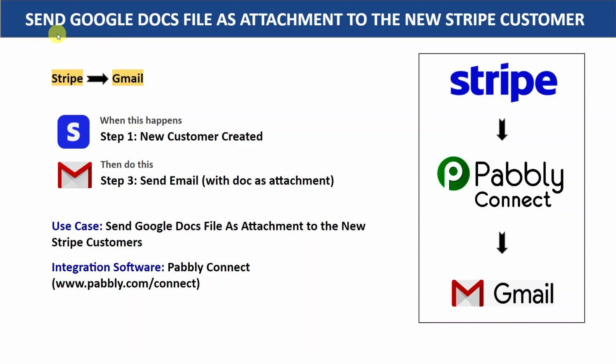Hello everyone! In this video, we are going to learn how to send a Google Docs file as an attachment to the Stripe customer automatically. As you know, Stripe and Gmail don't have any integration between them. That's why we are going to integrate them with the help of an integration software, that is Pabbly Connect, so that whenever a new customer is created in Stripe, Pabbly Connect will automatically send an email with Google Docs as an attachment to the new customer.